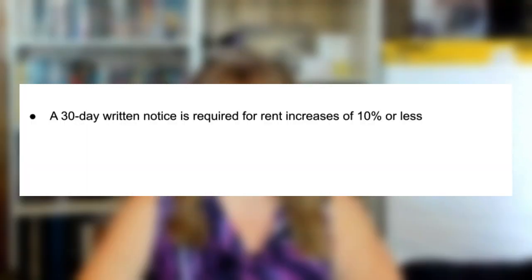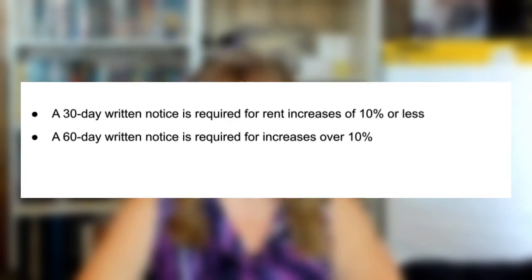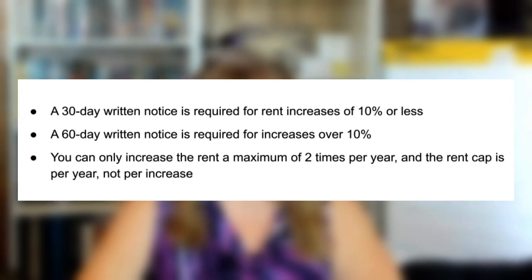Providing proper notice is important. When increasing the rent in California, it's essential to provide proper written notice to your tenants. Generally, 30 days written notice is required for a rent increase of 10% or less. For rent increases over 10%, for those landlords who are exempt, they must provide a 60-day notice. Make sure the notice includes the effective date of the rent increase and complies with all legal requirements, including service. Note that you can only increase rent a maximum of 2 times per year, and the rent cap is per year, not per increase.